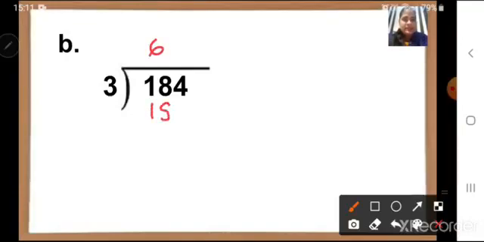Here you will write number 18. Then we will subtract it. 8 minus 8 is 0. 1 minus 1 is also 0. The next step is to put number 4 down. Take the next number down, which is number 4. Now here only number 4 we have to divide by 3.